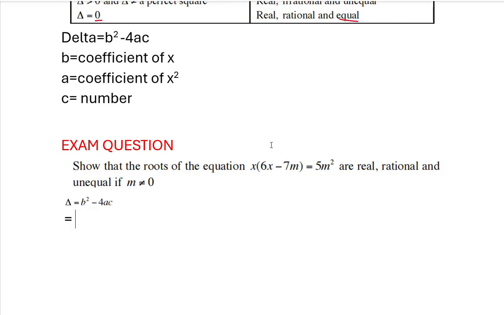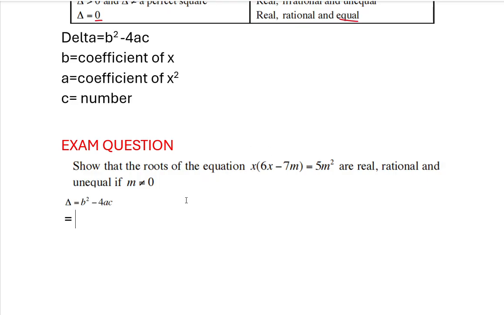But then we see that we want b squared. What's b? B is the coefficient of x, but then a is the coefficient of x squared. Do we have x squared here? No, we don't. So since we don't have x squared, we can't continue. Therefore, we have to find our x squared. How can we find it? By multiplying the brackets out.